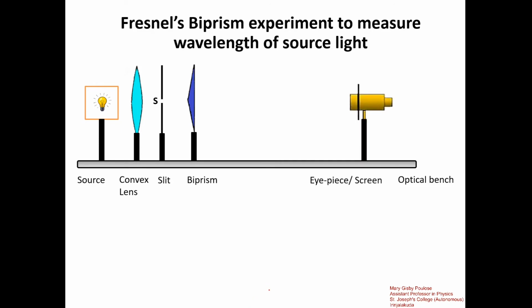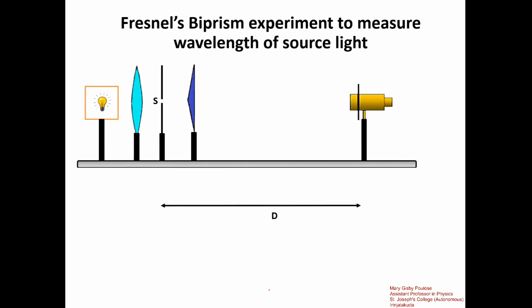If these are aligned, we will be able to see fringes here. To see the fringes, we can use either an eyepiece, a screen or a camera. Here in this experiment, we are using an eyepiece. The first parameter that we measure is capital D. It is the distance from the slit to the screen.